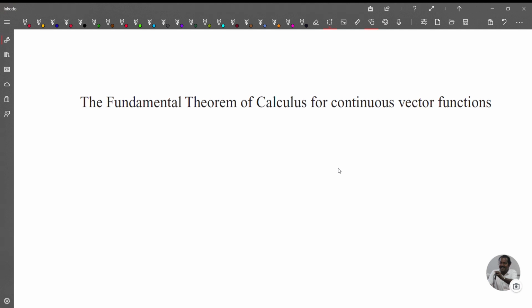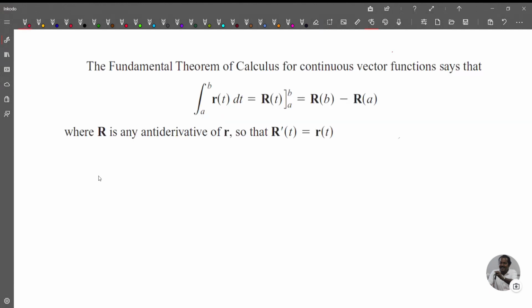Today we discuss the fundamental theorem of calculus for continuous vector functions. We prove the fundamental theorem of calculus for continuous vector functions. It says that the integral from a to b of r(t) dt is equal to R(t) evaluated from a to b, that is R(b) minus R(a), where R is any antiderivative of r, so that R prime of t is equal to r of t.